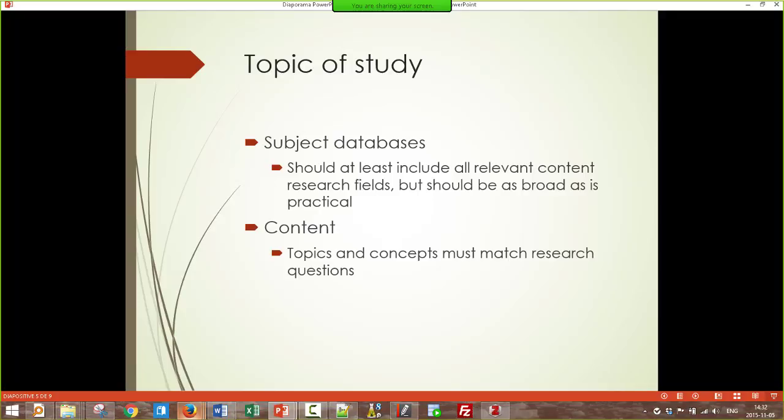Okay. Then the next topic, related to the topic of your study, is the content. And this one should be fairly evident: you will search mainly using keywords on the topics and concepts that match your research question. So like if you're looking for critical human factors for project management, you're not only going to search for project management, because that will come up with a lot.